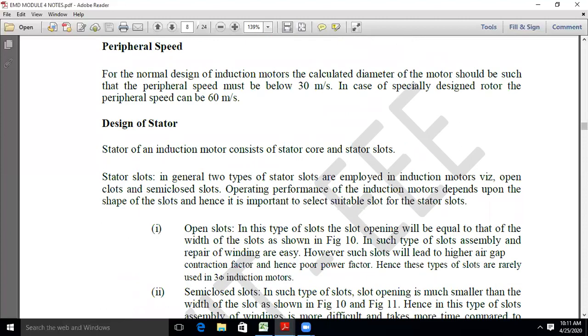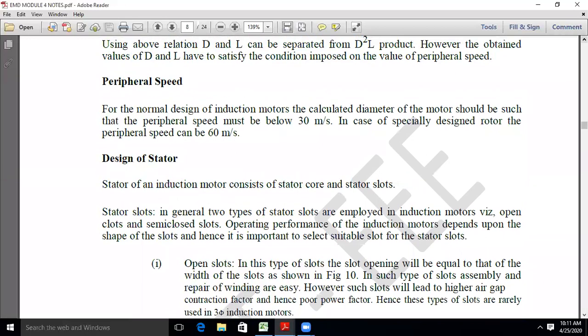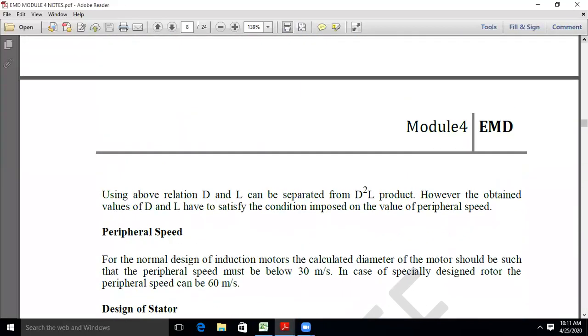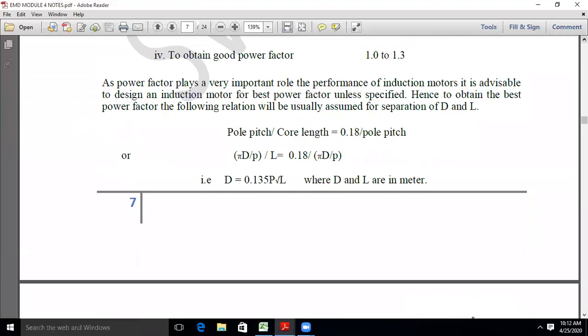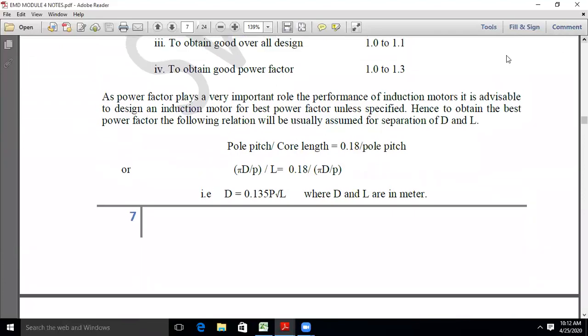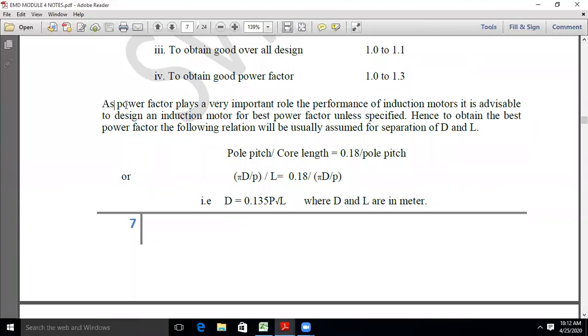As the power factor plays a very important role in the performance of an induction motor, it is advisable to design an induction motor for best power factor unless specified otherwise. Hence, to obtain the best power factor, the following relation is usually assumed for separation of D and L.